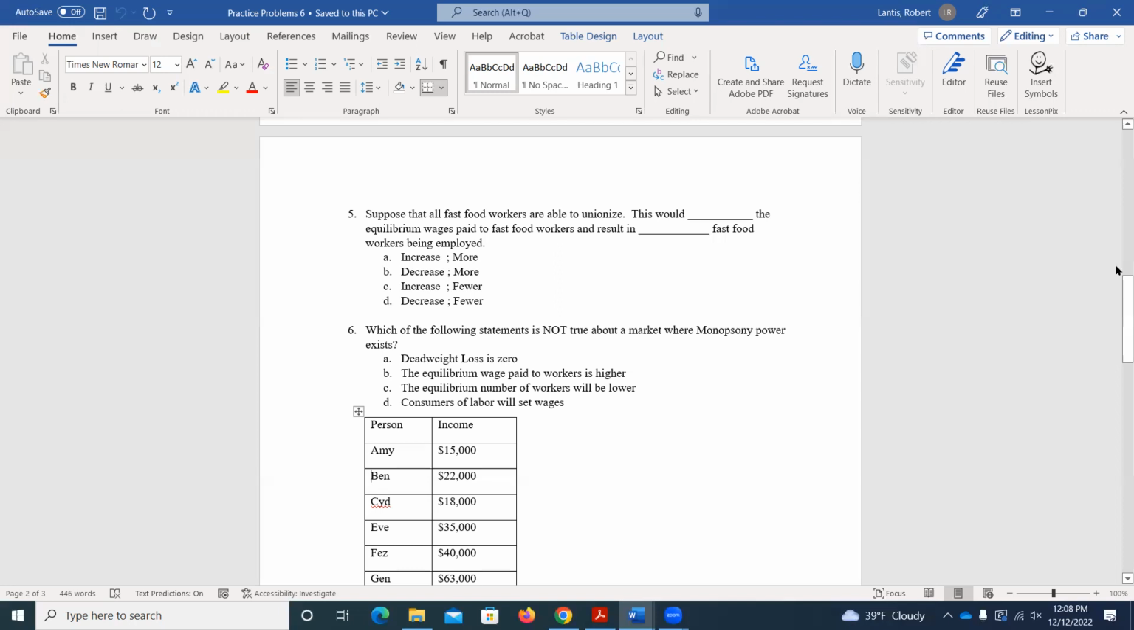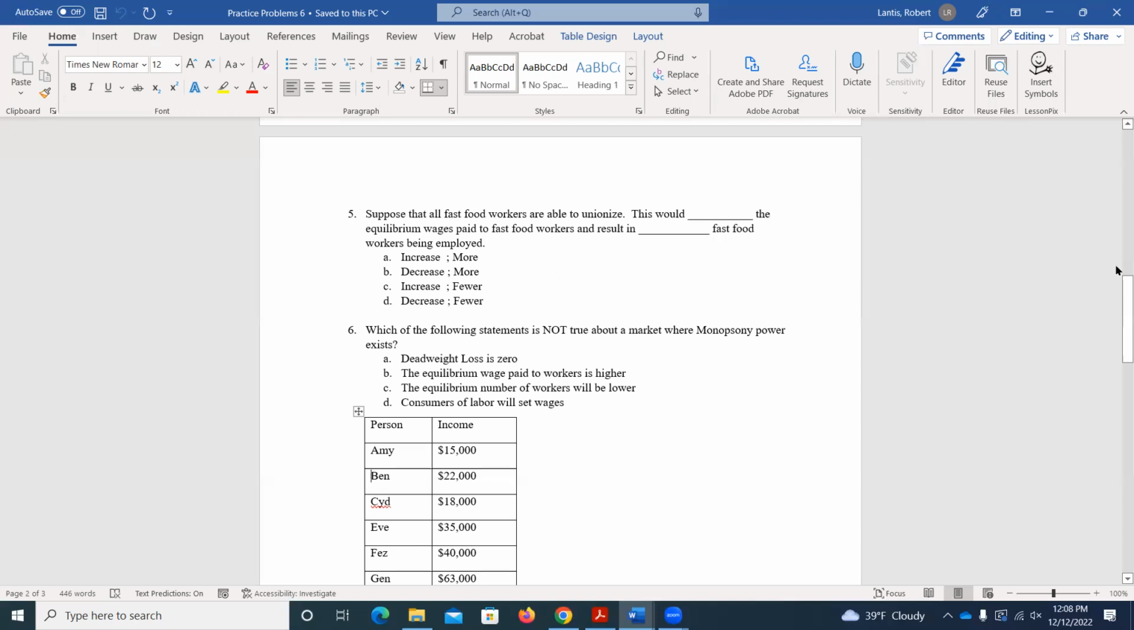This would increase the equilibrium wages, but result in fewer workers being employed. I will see a reduction in the quantity. Any questions on that one? Yeah, what would the opposite happen? What if they deunionize or something?